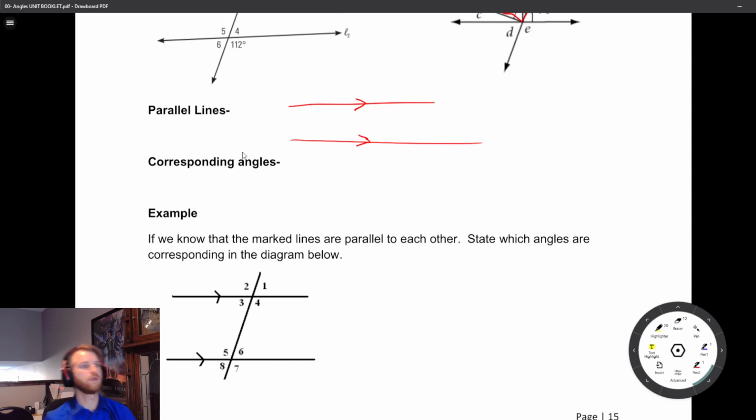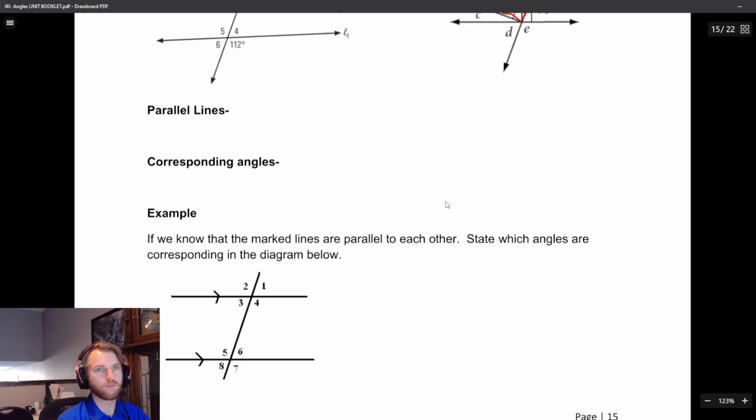Corresponding angles are basically matching angles. When you have parallel lines, you end up getting these matching angles, and I'll show you why that happens. So I'm going to draw some straight lines here. If I've got some random line here, and then I've got another line that's going to cross over it, I'm going to make this line go perfectly straight across, right like that.